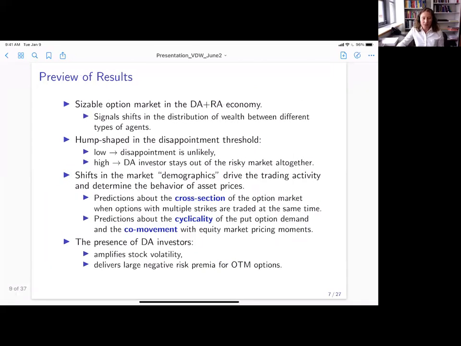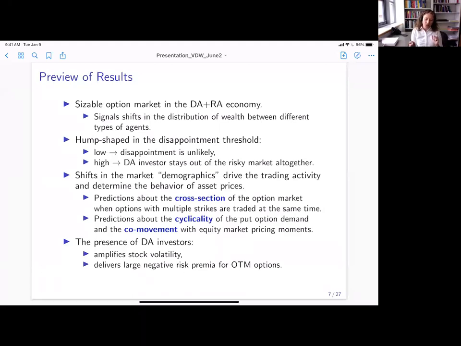Okay, so let me preview the results here. I hope that I will be able to discuss all of them, but just to give you an idea of what we find. I will refer to this economy that we study as DA plus RA, because we will have one agent that's disappointment averse and one agent who's a regular risk averse agent, okay? So what we see is that there will be a sizable option market in this economy, and I will explain exactly why that happens and why disappointment aversion plays a big role. And this option market will signal shifts in the distribution of wealth between the different types of agents. This market will also be hump shaped in this disappointment threshold, so that's a theoretical result that we will show.